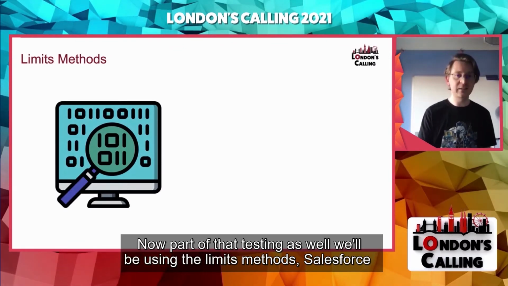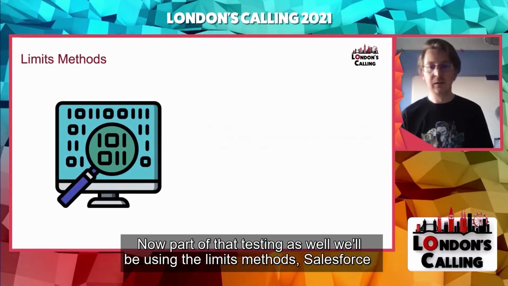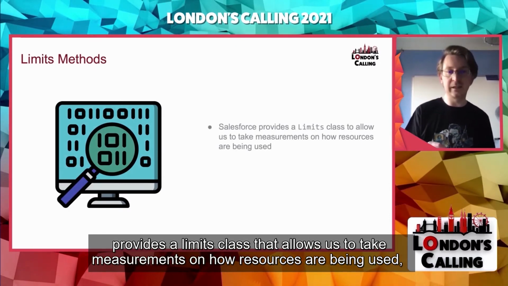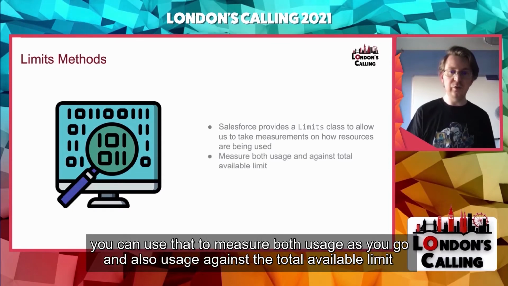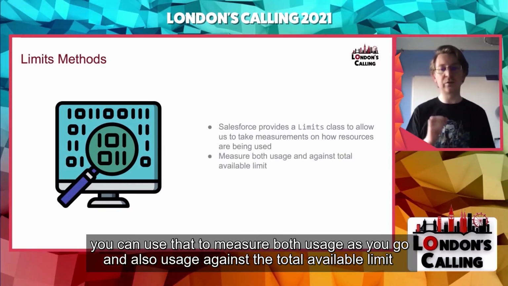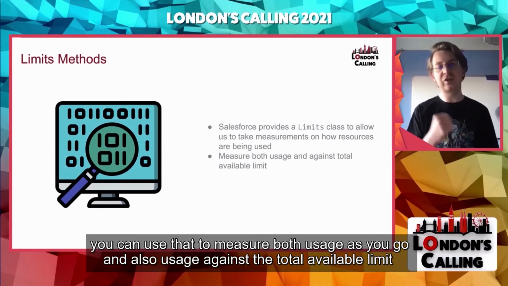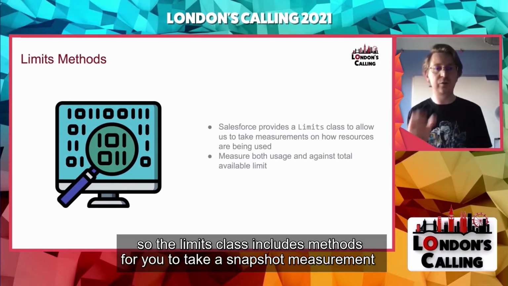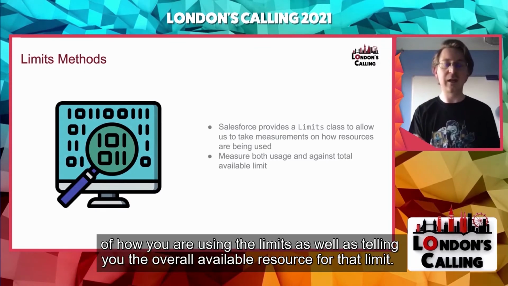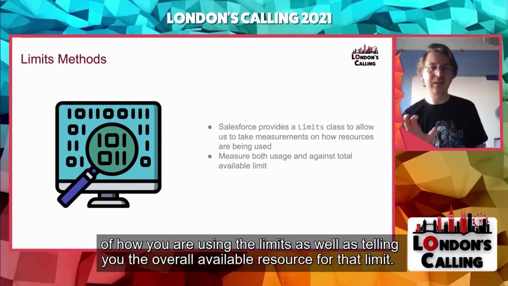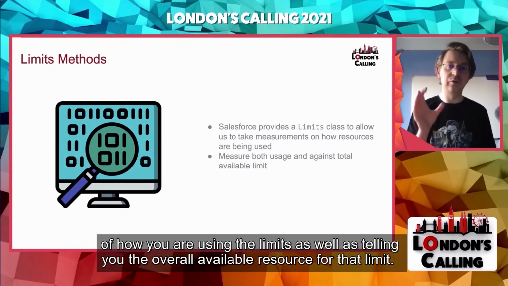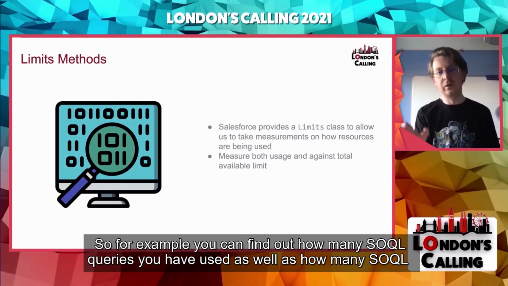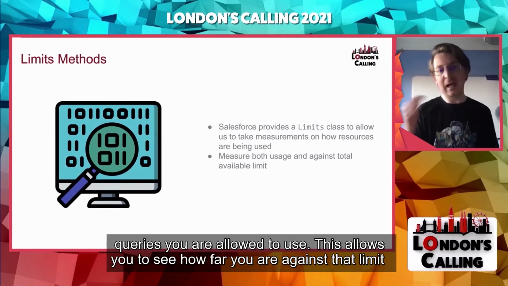Now, part of that testing as well, we'll be using the limits methods. Salesforce provides a limits class that allows us to take measurements on how resources are being used. You can use that to measure both usage as you go, and also usage against a total available limit. So the limits class includes methods for you to take a snapshot measurement of how you are using the limits, as well as telling you the overall available resource for that limit. So for example, you can find out how many SOQL queries you have used, as well as how many SOQL queries you are allowed to use.